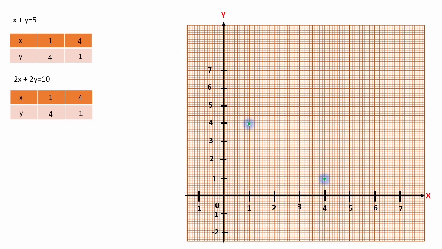Then by connecting these 2 points, we draw a line and label it as x plus y is equal to 5. The next equation's points are also the same, 1, 4 and 4, 1. So on top of this one we draw another line and mark it as 2x plus 2y is equal to 10. These two lines are coinciding. Therefore we can say that the system has infinitely many solutions.